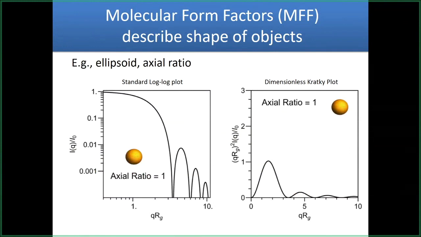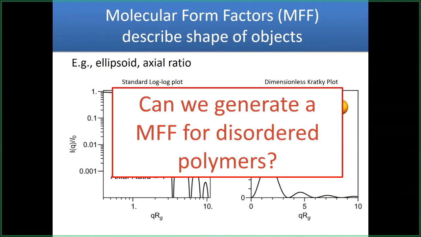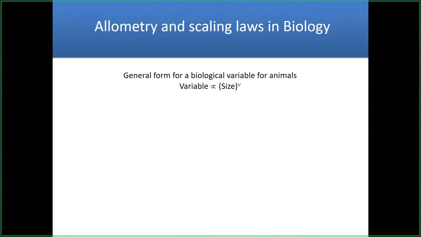If it becomes an ellipse and I change the axial ratio, you can see it drastically changes the dimensionless Kratky plot. So we call this a molecular form factor for spheres or ellipses. And what we want to do is create a molecular form factor, an MFF, for disordered polymers. And as you can see from the slide before this, there didn't exist a good model. All right, let me just go a little bit more into scaling laws.